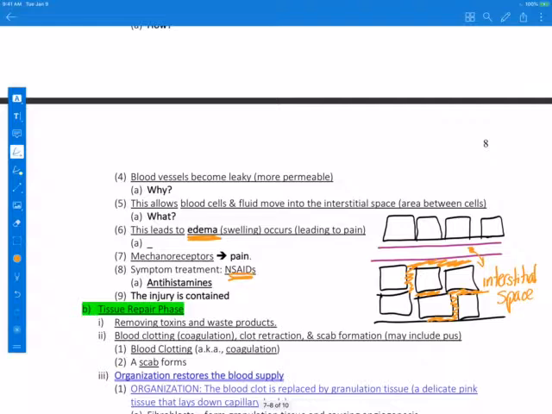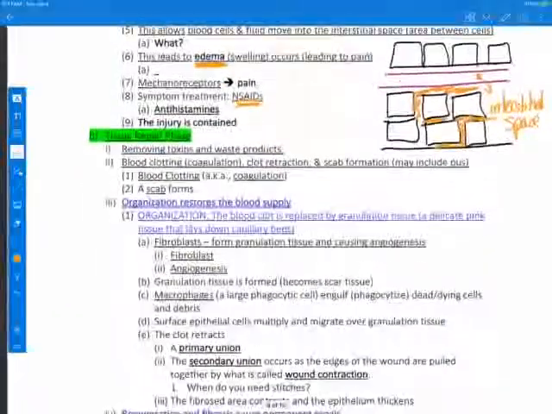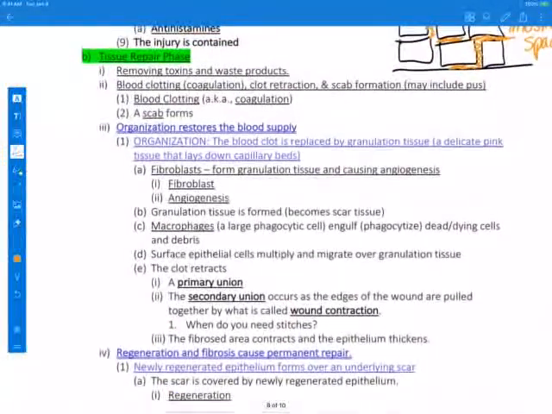So, once the injury is contained, then we can go ahead and move on to the tissue repair phase. So the body begins repair by removing toxins and waste products. And then blood clotting, also known as coagulation, can occur. And the blood clotting reduces blood loss from these damaged blood vessels and forms this network of fibrin proteins that trap blood cells and bind the edges of a wound together.